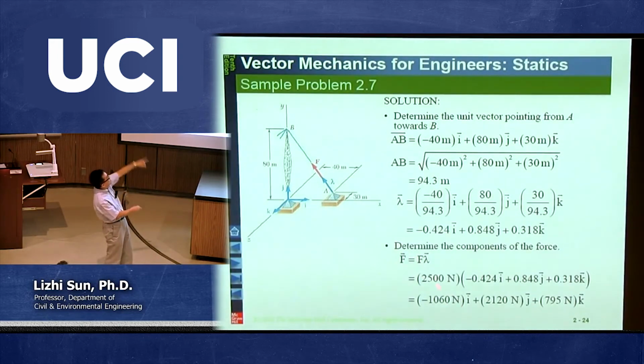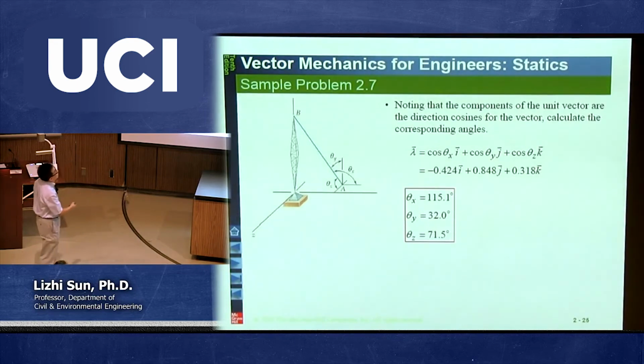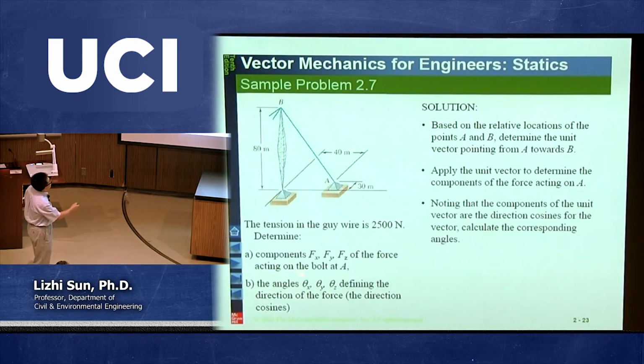And this one, of course, everything is Newton. Then, of course, you finally write Newton. So the y component of this force is 2120 Newton. And the z component of this force is 795 Newton. Any questions? Okay, so this is the first question we got solved, right? Second question.